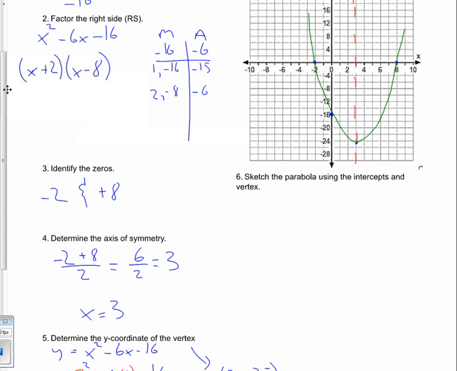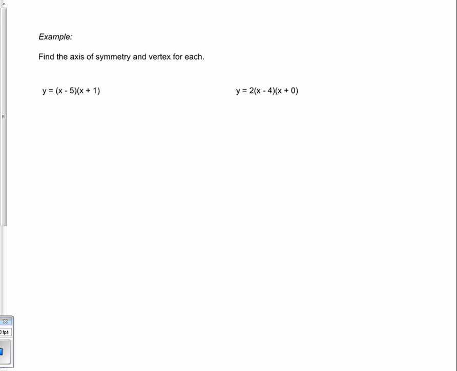Okay, so let's take a look at the next example. I don't have to graph either one of these, so it'll save at least a little bit of time. The first example here says find the axis of symmetry and the vertex for each. So let's work quickly to figure out the axis of symmetry for both. We'll start off with the example that's on the left-hand side.